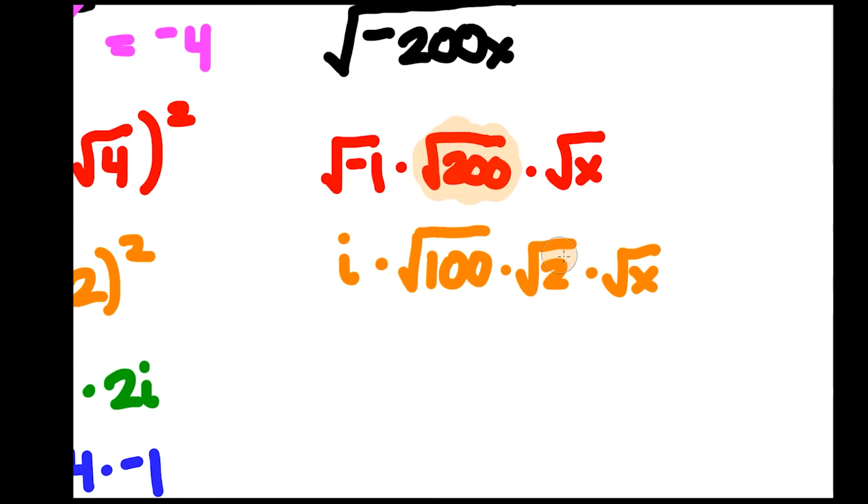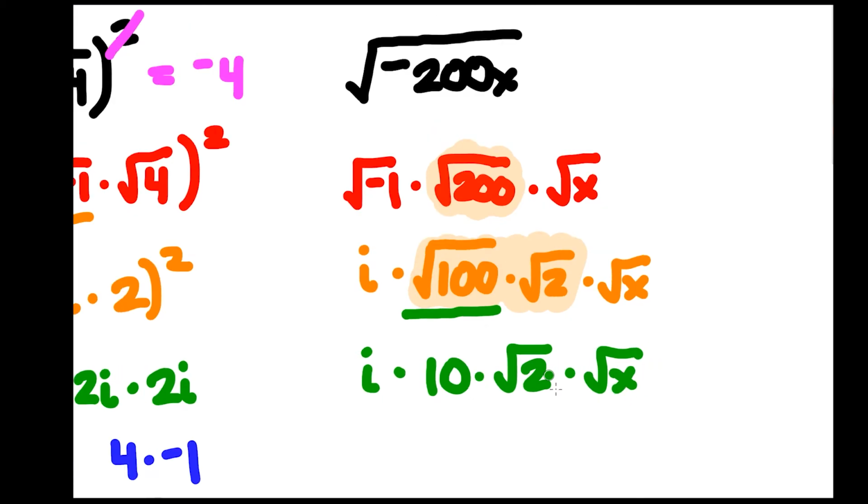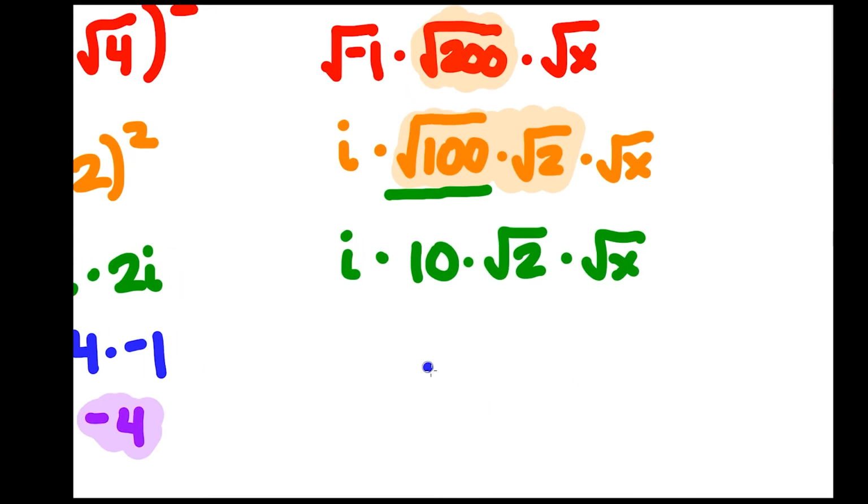And if you notice, the highlighted orange parts are equal. These two are equal right here. Okay. The i drops down again. This square root of 100 is 10. The root 2 can't cancel out any further, and then we have root x over there as well. Okay, everything is completely broken down. You can't break down anything any further, so I'm just going to rewrite this whole thing now.